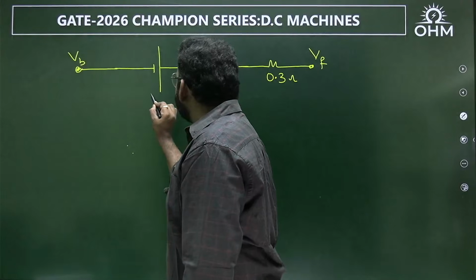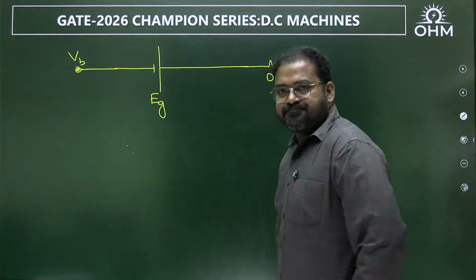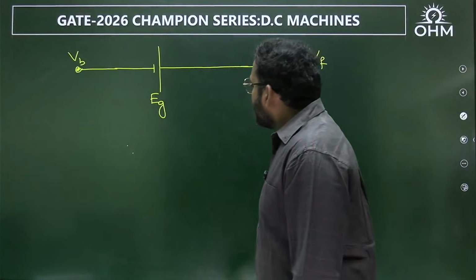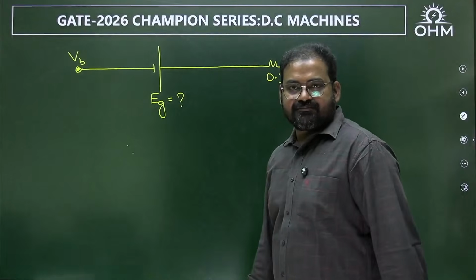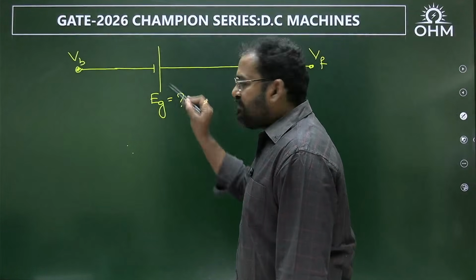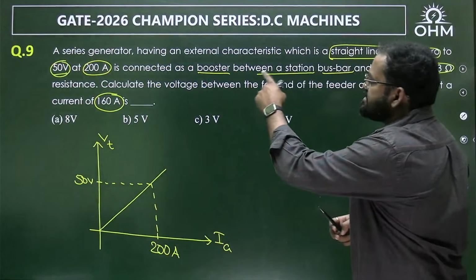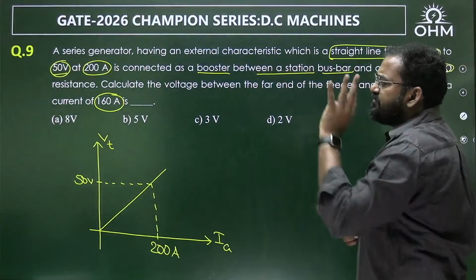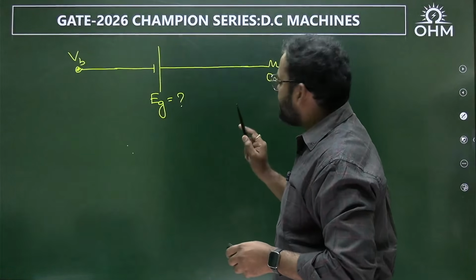So imagine this is the voltage generated by the series generator. Got it? Now the question is, how much voltage will this series generator generate? Of course, the series generator will have its internal resistance, but in the question, the internal resistance of the generator was not given. Field resistance, armature resistance, nothing was given, so I am neglecting it. Only the generated EMF I am taking.